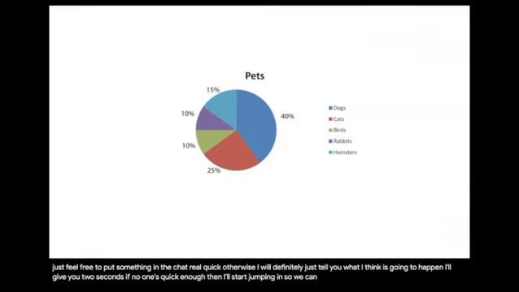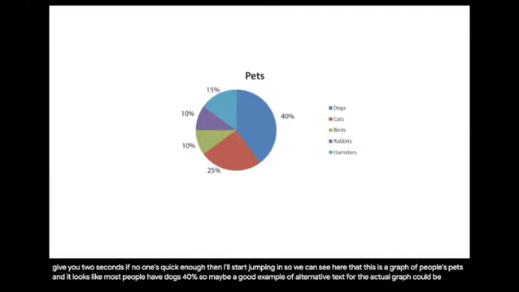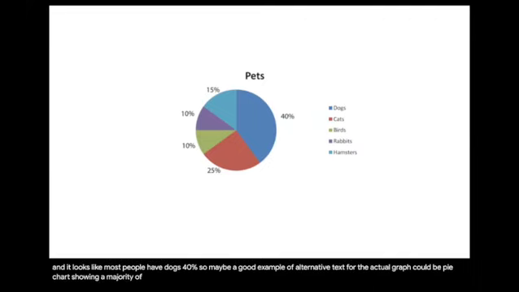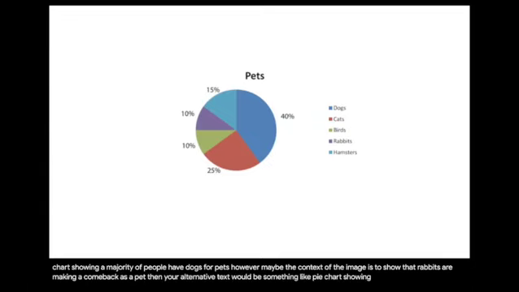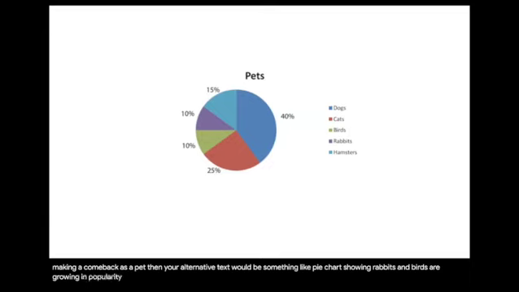So we can see here that this is a graph of people's pets, and it looks like most people have dogs, 40%. So maybe a good example of alternative text for the actual graph could be pie chart showing a majority of people have dogs for pets. However, maybe the context of the image is to show that rabbits are making a comeback as a pet. Then your alternative text would be something like pie chart showing rabbits and birds are growing in popularity, or something of that sort.